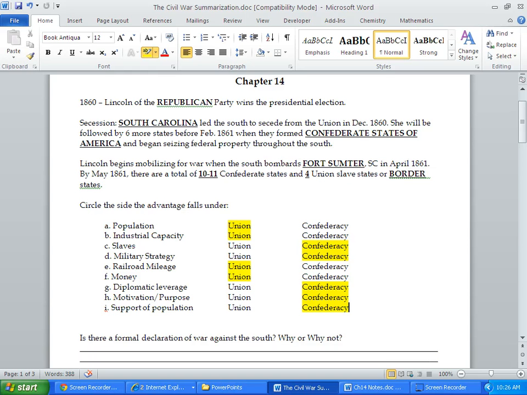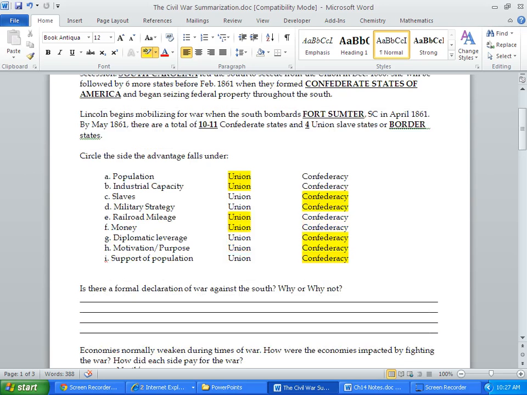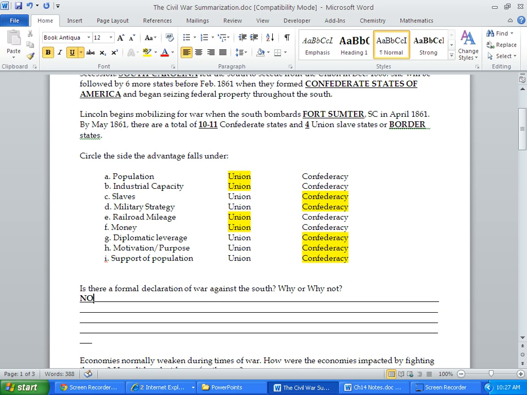Okay. Now, I'm going to break this whole thing up into two here, but I want to stop right about here. When we talk about the actual war, there's always a question about, was there ever a formal declaration of war? And the answer is no, there is not.